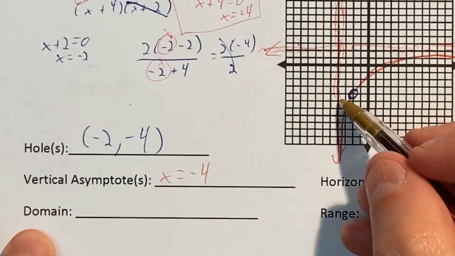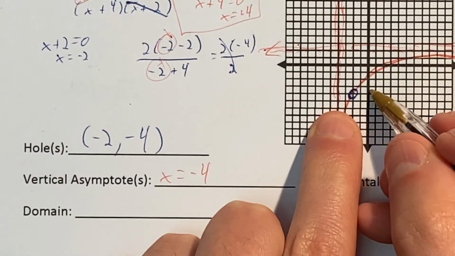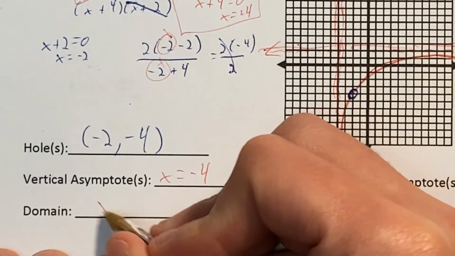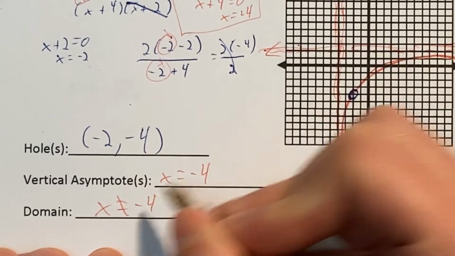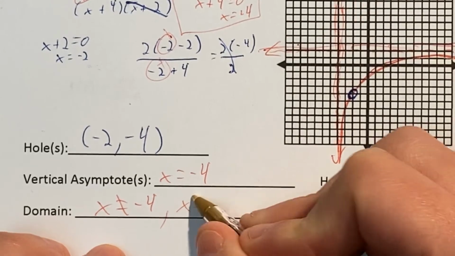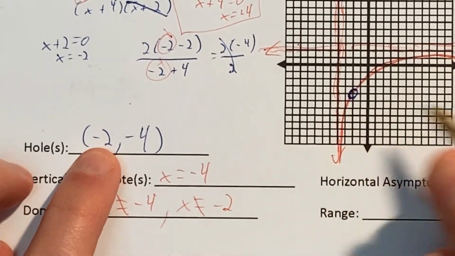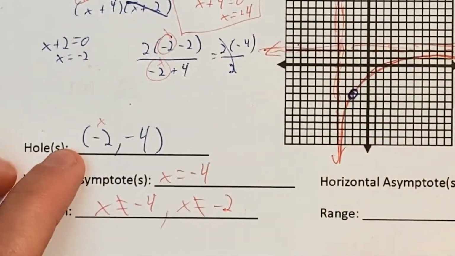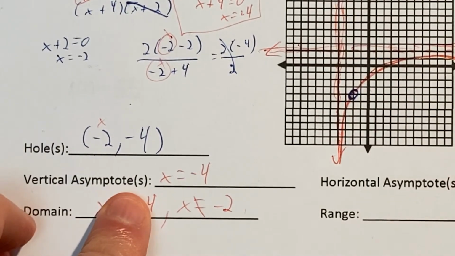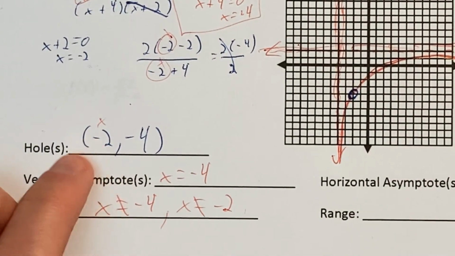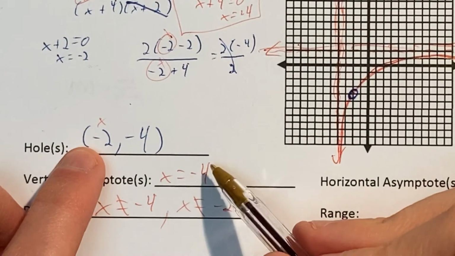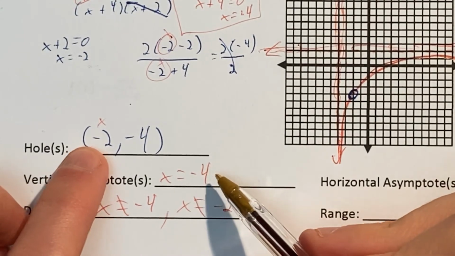So domain, it can't be the vertical asymptote, so I'll write x does not equal negative 4. X can also not equal negative 2. So once again, this is an x value. Holes don't exist, asymptotes don't exist. So it can't be this negative 2 and it can't be that negative 4.